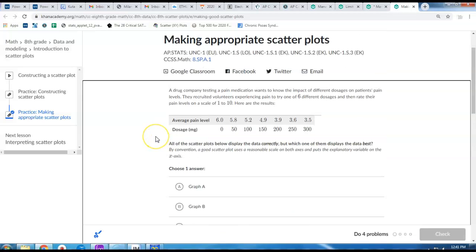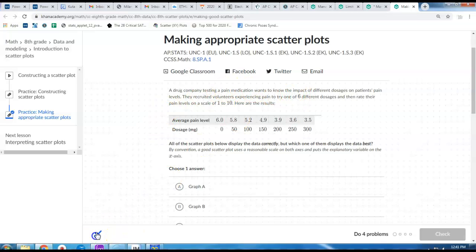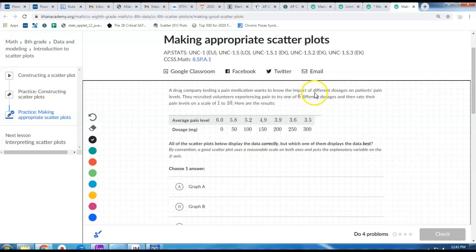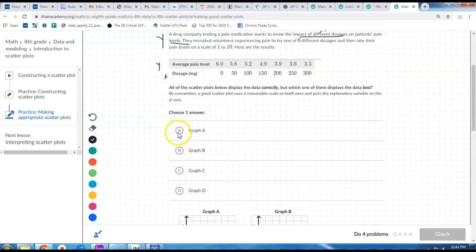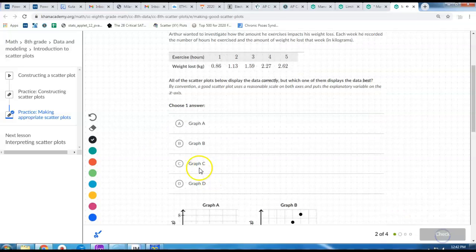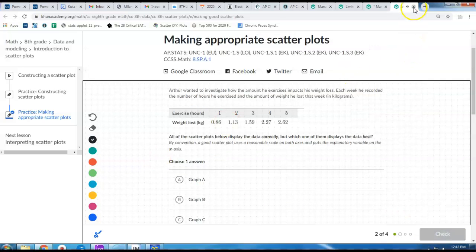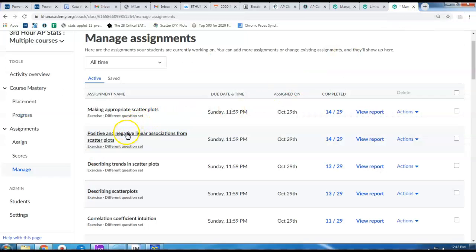So we read through the question and see what they're trying to figure out. We're trying to find the impact of different dosages on their pain levels. So the dosages are what's making an impact, that's what's explaining things, and the pain levels are what we're measuring as a result. So the dosage is your X, the average pain level is your Y. So dosage is X, that means A. So that's that one. You're looking to see which is X and which is Y, and then pick the one that's not super condensed.